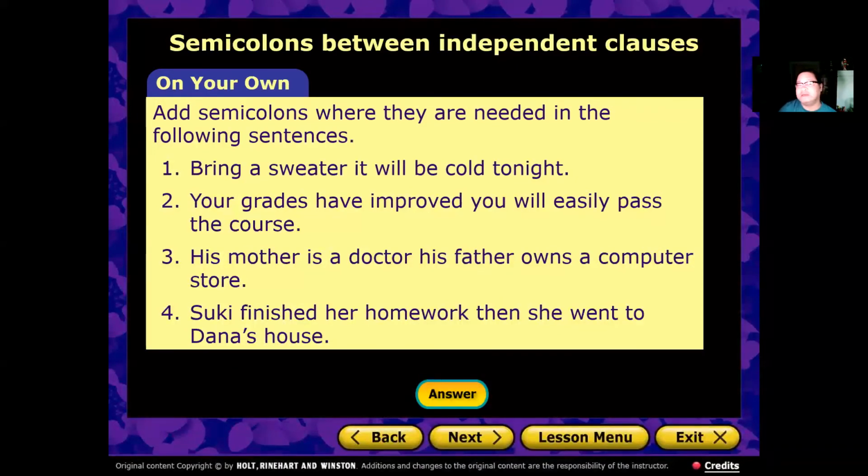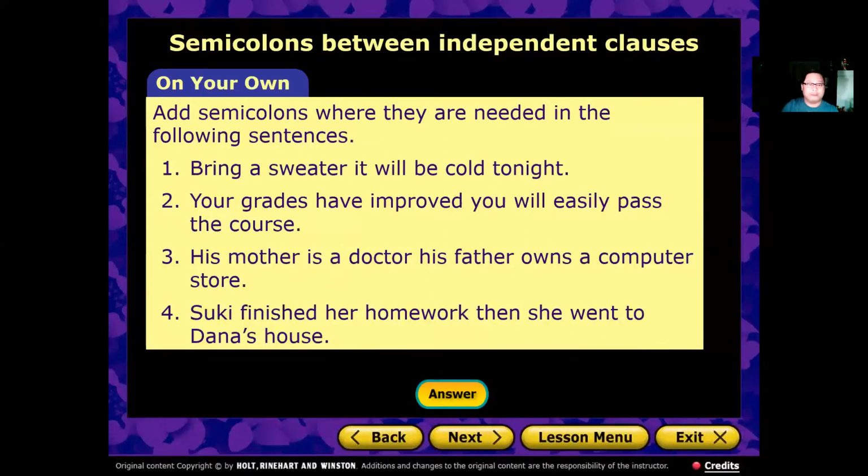Number two, your grades have improved. You will easily pass the course. So there are two sentences being combined right here. Are they related? That's the question. Yes, they are. They're talking about grades, okay, in the course. So where will you place your semicolon? Very good. If your answer is before you, good job.